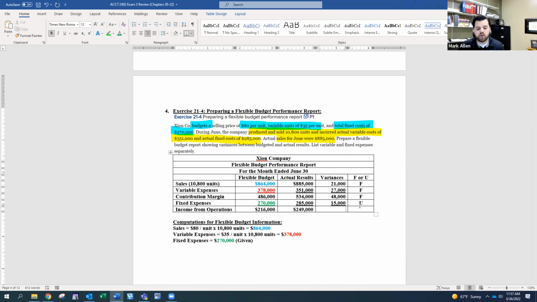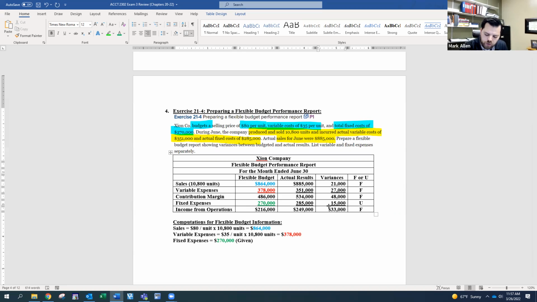Now, at the end, we can net out the 48 and the 15 and get $33,000 favorable if you want to do that. Or you could always look here. We like income. 249 in actual income versus only 216 in budget. Well, that's 33,000 better off. That's a favorable variance. And so that is how we handle our flexible budget performance report.